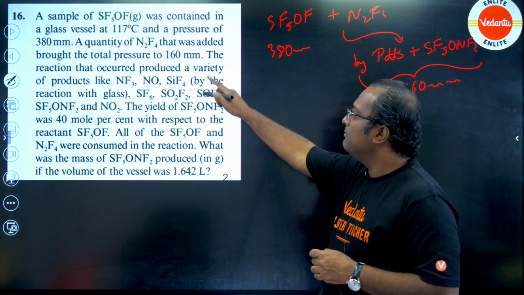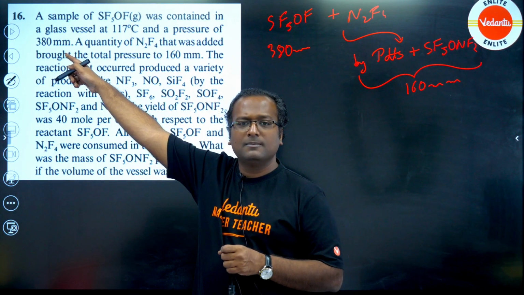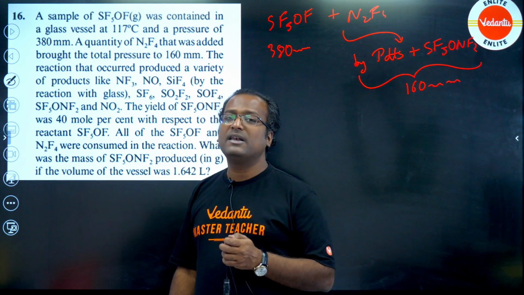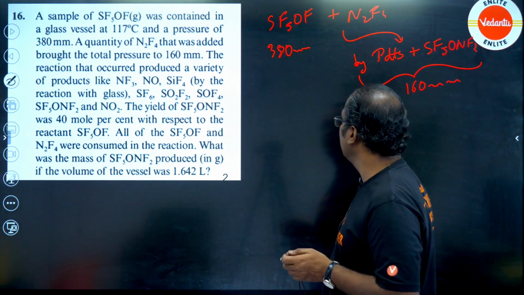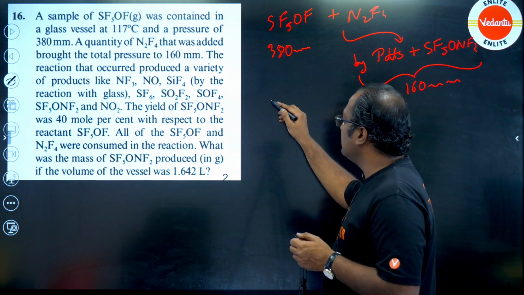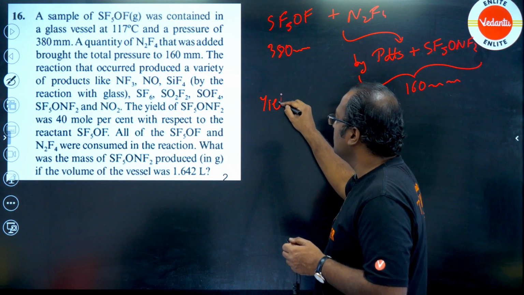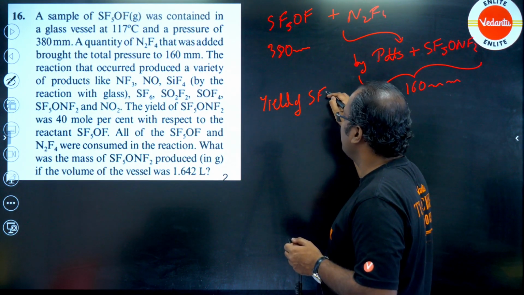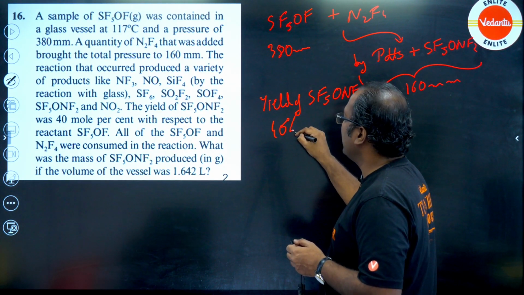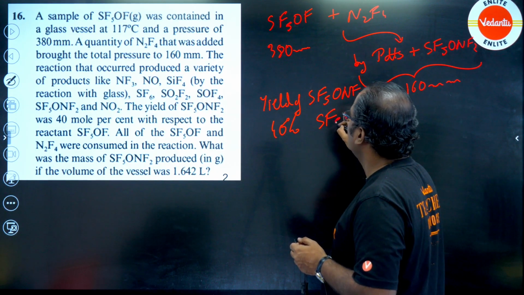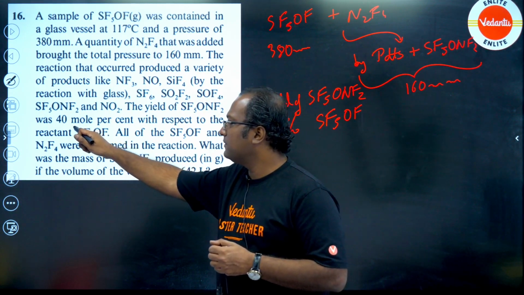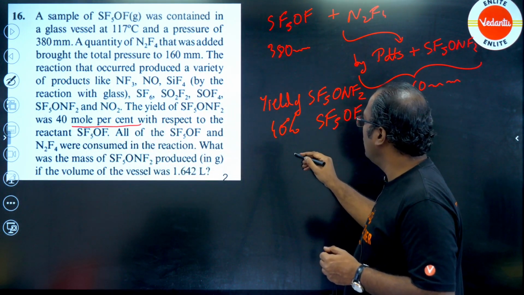How do we know that? One reactant already was 380. If you add something, pressure should increase. Why is it decreasing? It's decreasing because reactants have now converted to products. So the products' total pressure is 160. Now the question says the yield of SF5ONF2 is 40%. With respect to what? With respect to SF5OF, and that's mole percent. So let's find moles of SF5ONF2.